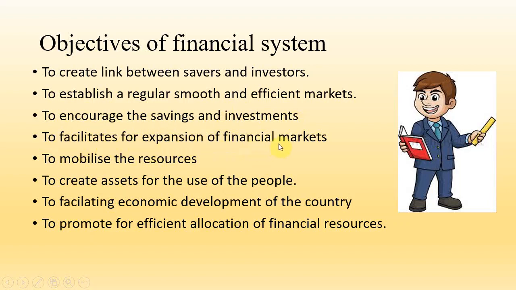When there is a market, the market has to earn profit, and more investors have to invest their money or capital. So there is expansion of the financial market, with the goal to mobilize the resources, to create assets for use of people, to facilitate economic development of the country, to promote efficient allocation of financial resources. These are the basic financial system objectives.